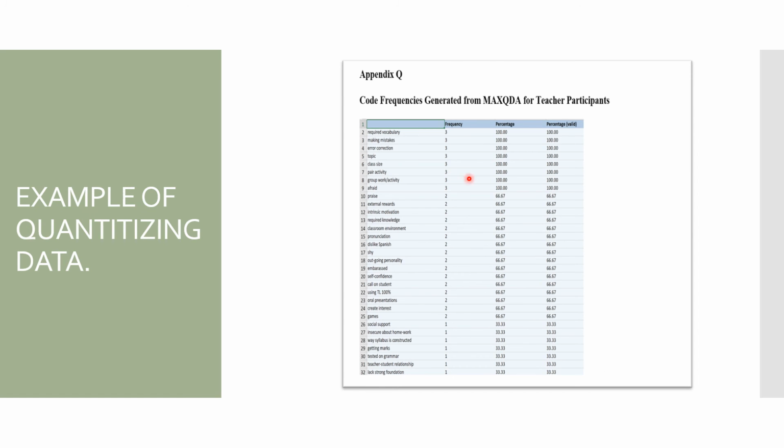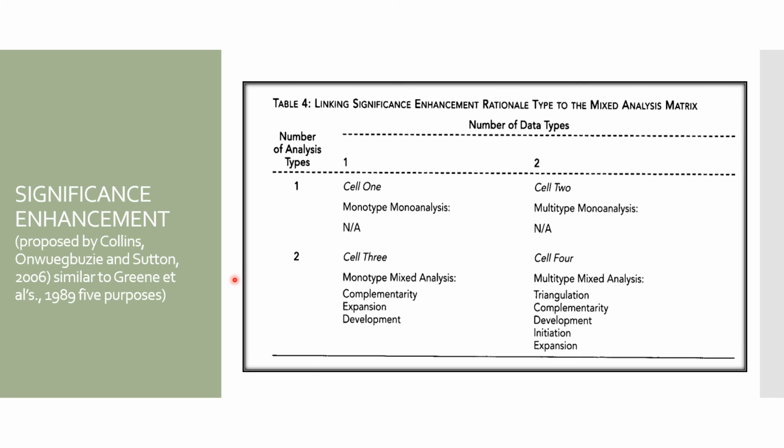So this is just an example I pulled out from my MMR study where I would have used MAXQDA, and you can see here where we display the data. Let me see if I could make this bigger. You can see the number, the codes, and the percentage. So it's really quantitizing your qual data here, right? Your code frequencies.